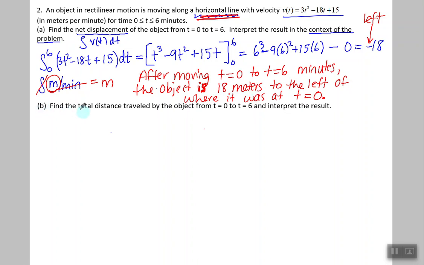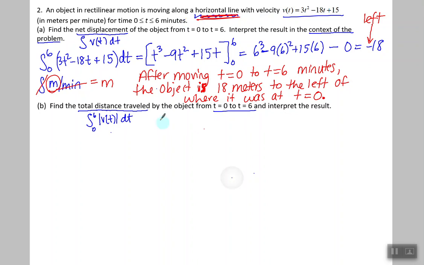B. Find the total distance traveled by the object from t equals 0 to t equals 6 and interpret the result. Anytime I see total distance traveled, I want to think about the integral of the absolute value of the velocity. So in this case, doing the integral of the absolute value, and still I'm going from 0 to 6, I have to think about how there are times where the object is moving to the right and where the object is moving to the left, and I want to add up all of those movements. So I've got to figure out, when does the object move to the right? When does it move to the left?